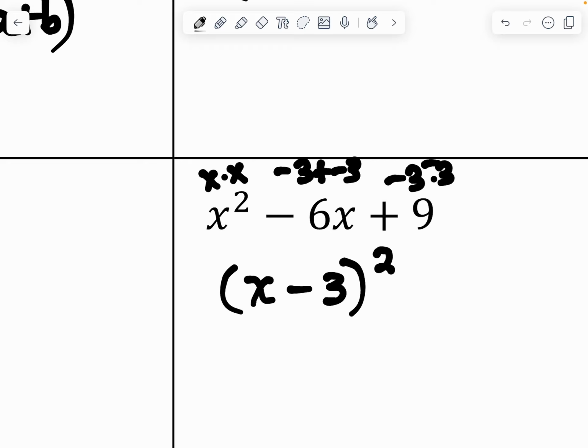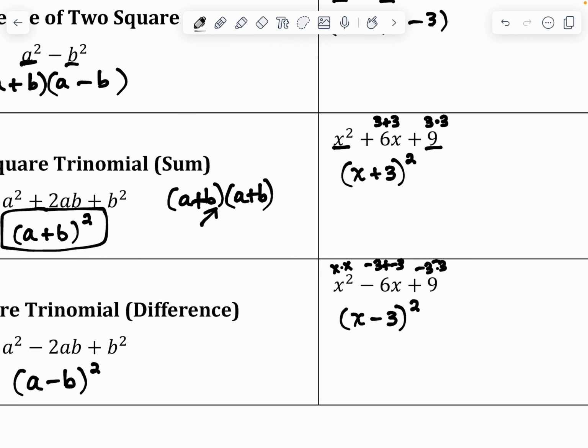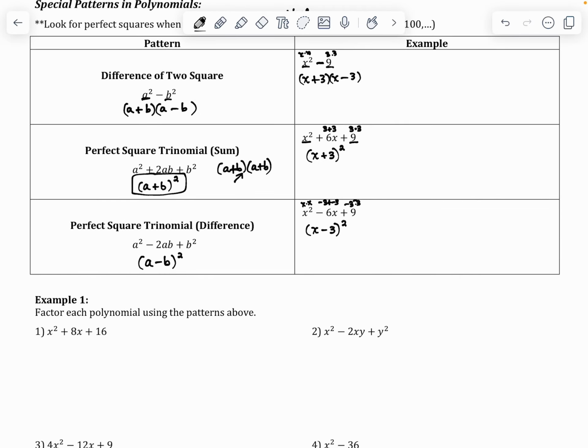Okay, hopefully you guys are starting to see the patterns on these. Start recognizing them. Check to see, is it a perfect square trinomial? If it is, then it will factor easily, and you don't have to use the guess and check method. Okay. All right, factor each polynomial using the patterns above.